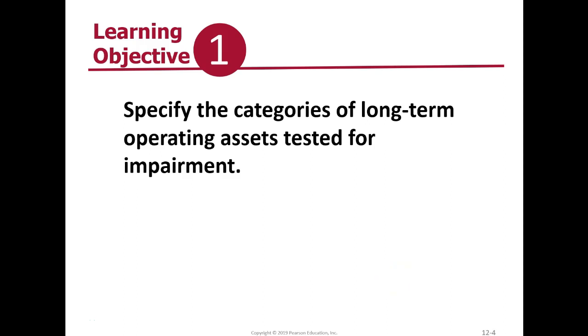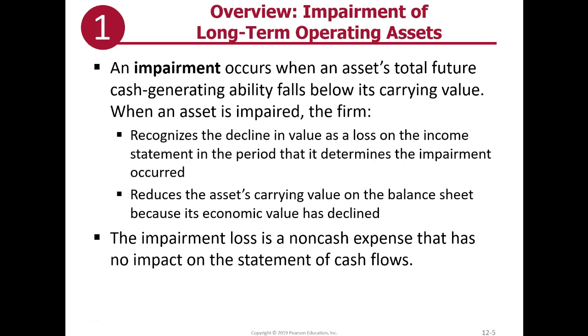In this video, we're going to learn what an impairment is and get a general overview of the accounting treatment. First, an impairment occurs when an asset's total future cash generating ability falls below its carrying value.